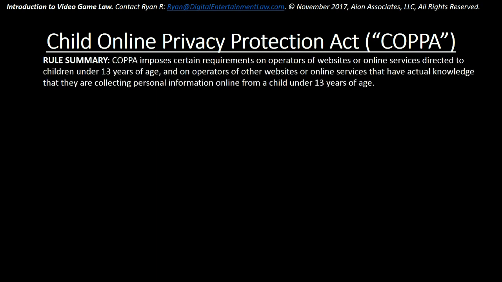So now that we've finished our hypothetical, let's get to the areas of video game law where most developers run into the most trouble. And that really begins with the Child Online Privacy Protection Act, otherwise known as COPPA. COPPA was created to prevent developers and people in general from getting personal information from children, because obviously it's kind of creepy to take personal information from kids, especially information that can be used to stalk them in real life or track their activity online.